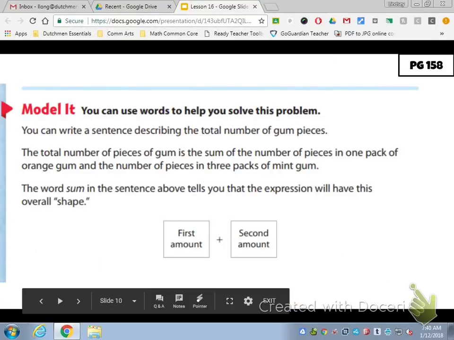The second model says we can use words to help us. It says you can write a sentence describing the total number of gum pieces. So obviously we're adding because we said the total number. And it's the sum of how many in the orange gum and how many pieces in the 3 packs of mint gum. So the word sum tells us that we're going to have to add for our overall shape. So just like up above, we have the 3 packs of some number of pieces for the mint gum plus the 8 pieces for the orange gum.